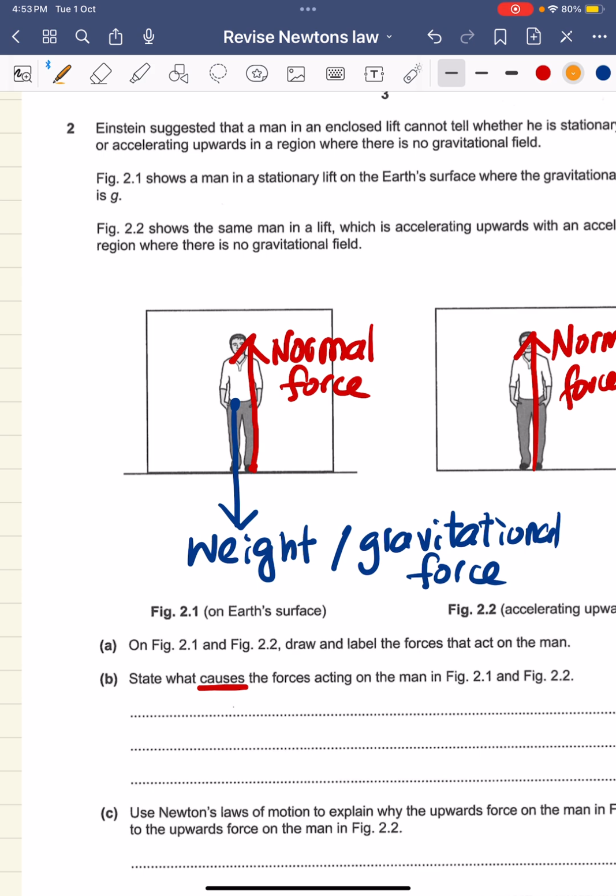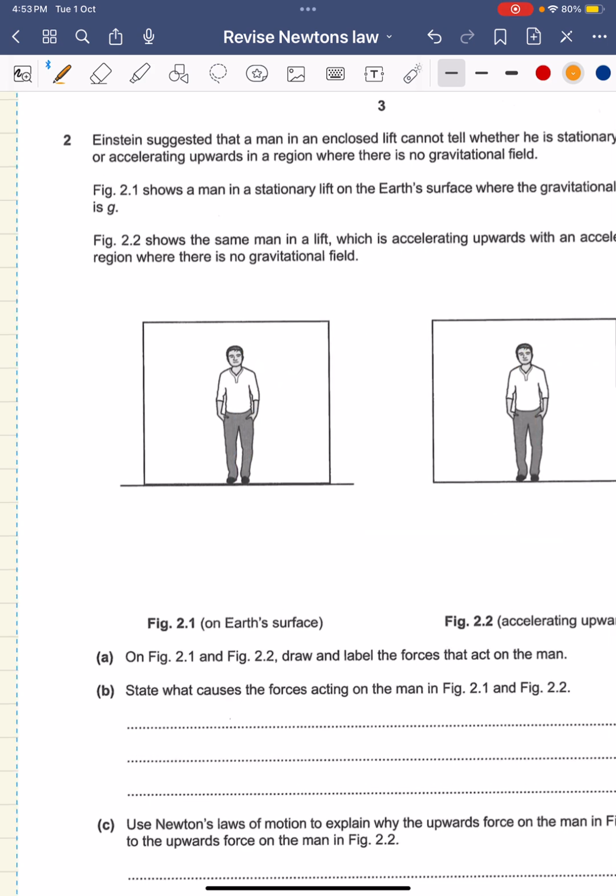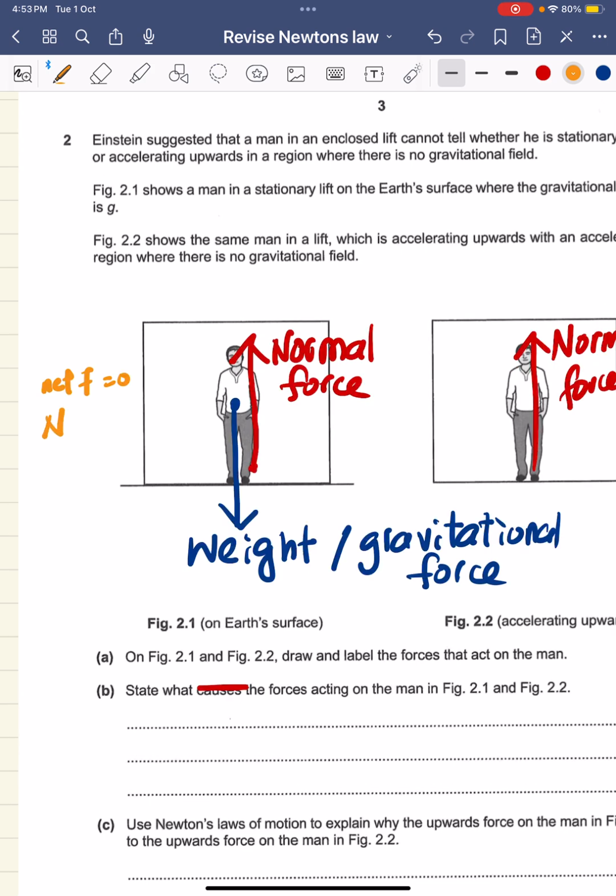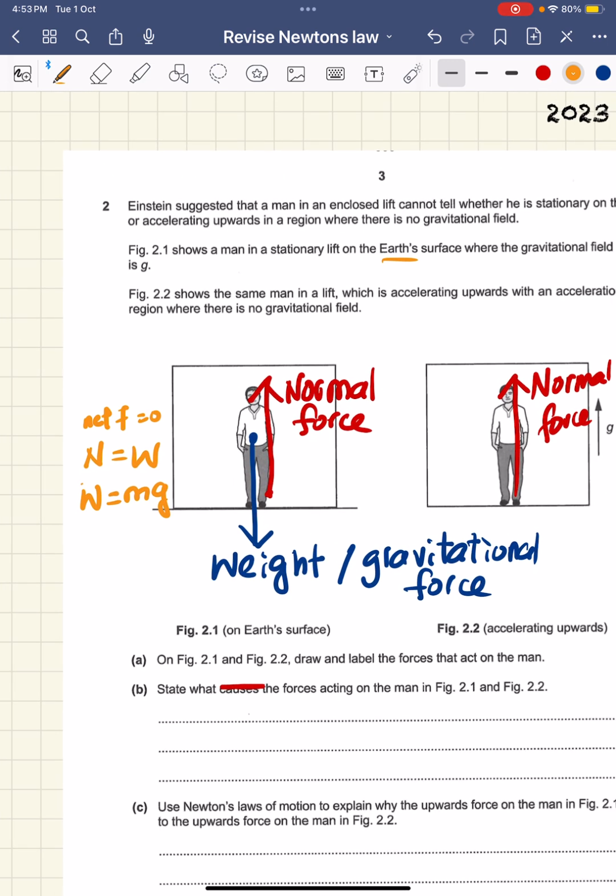In figure 2.1, since net force is 0, the normal force must be equal in magnitude to the weight. Since this is on Earth's surface, the weight is given by m times g, where g is the gravitational field strength of the Earth. Linking these two relationships together, the magnitude of the normal force must be equal to mg.